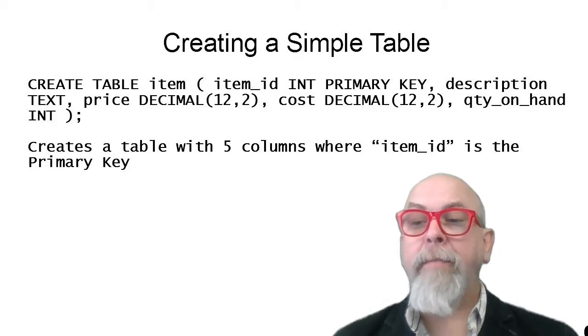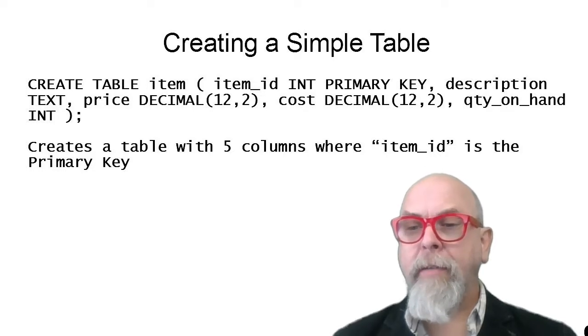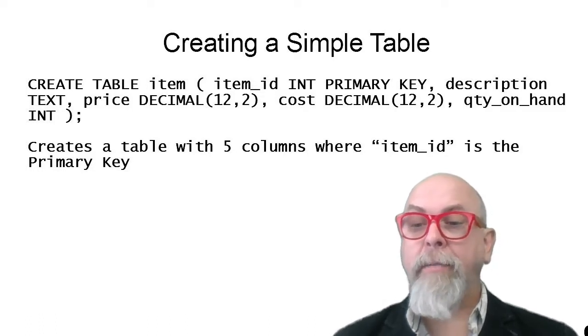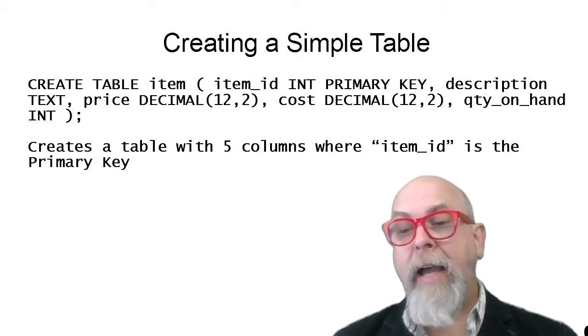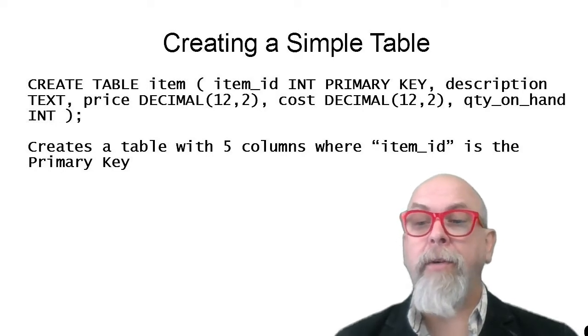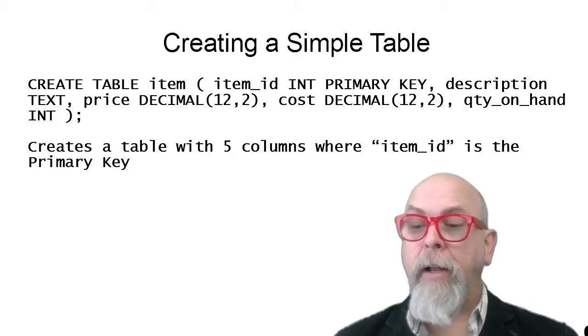The next column is description, and it is of a type text, so it'll store a 200 plus letter UTF-8 text string. The price is the next attribute, and it's a decimal 12-2, which means that it has 12 digits of precision, and it's 2 digits past the decimal point. Cost is also defined as a decimal 12-2, and quantity on hand is an integer. So this statement will create a new table called item.